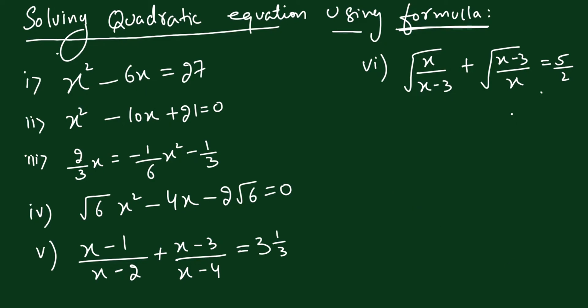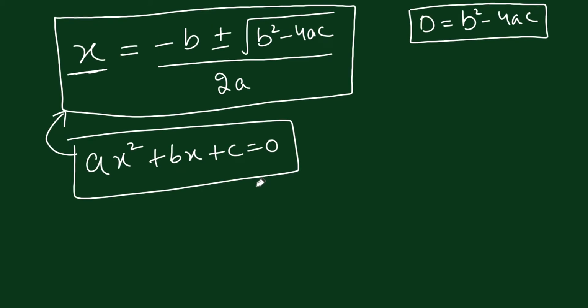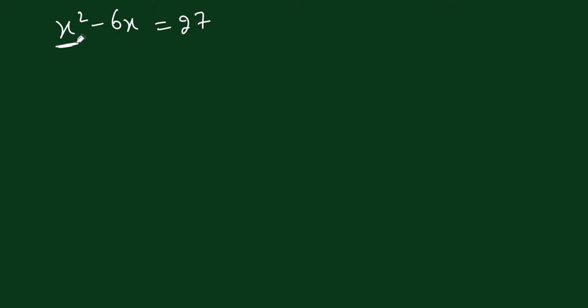x square minus 6x is equal to 27. So it's not in the general form. You can see our standard form looks like this. This should be our general form: a term, b term, then c term. So we can see x square is the a term, 6x is the b term, and the c term needs to go left.